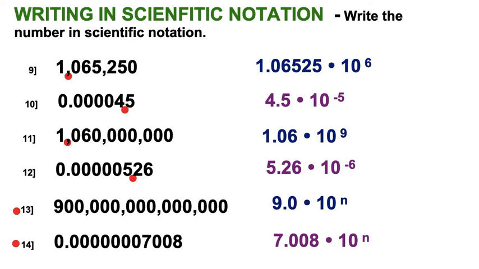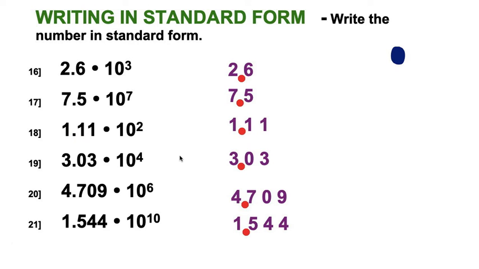And were the other ones any different in this textbook? I can't remember. Oh, yeah. Okay. Write it in standard form. I got a bunch of zeros here because we're going to need them. 2.6 times 10 to the third power. And again, we're moving that decimal point 3 places.